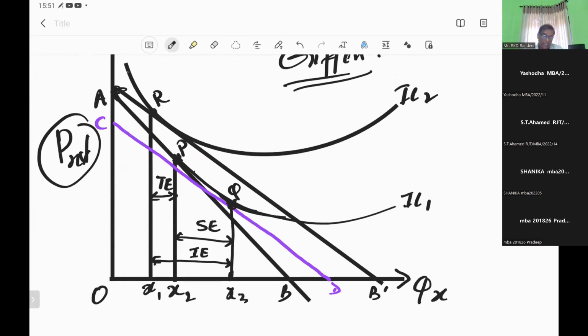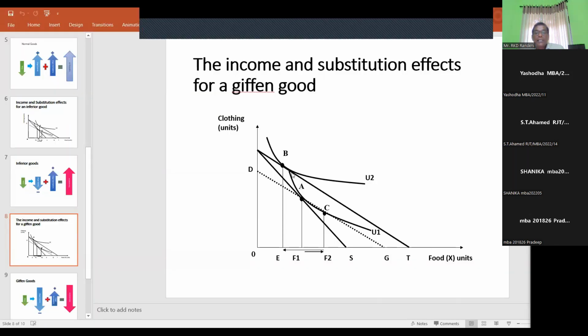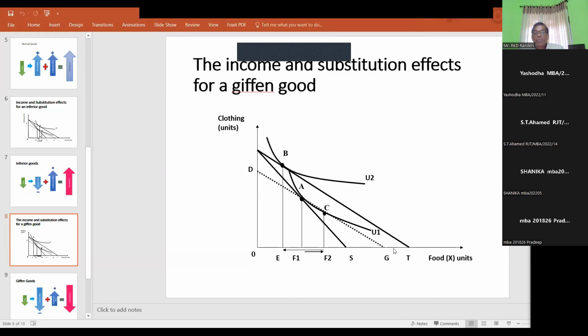Now these do not touch each other. Go to the PowerPoint. It does not touch each other. Something is wrong: that DG line should be parallel to the new budget line, and the dotted line was also beyond the indifference curve. That is also wrong. But so what, however, before the price change, this is the new budget line.